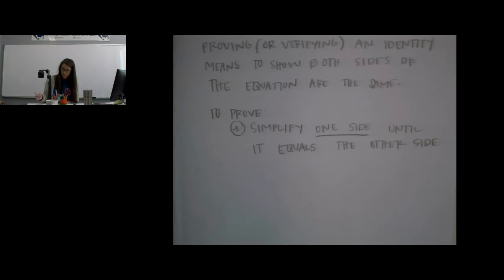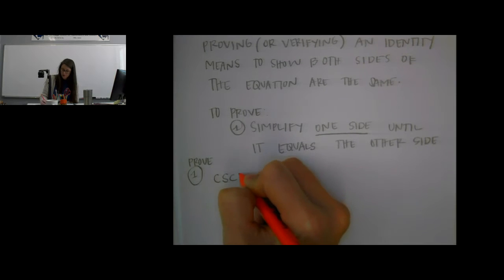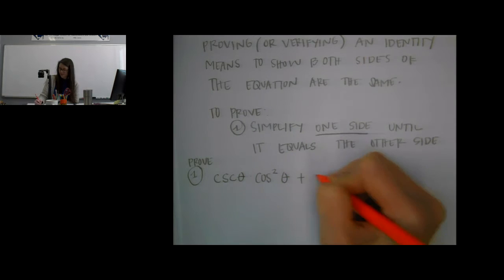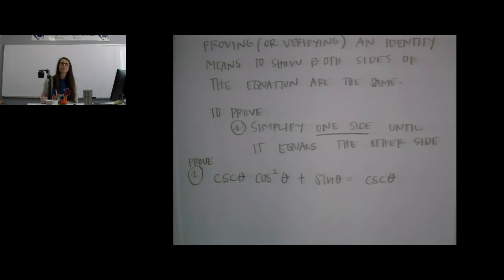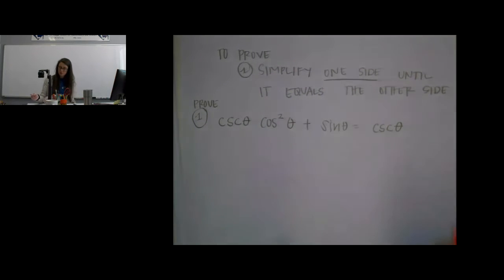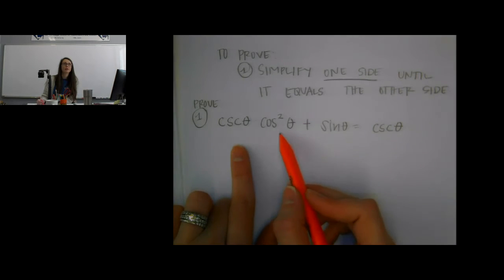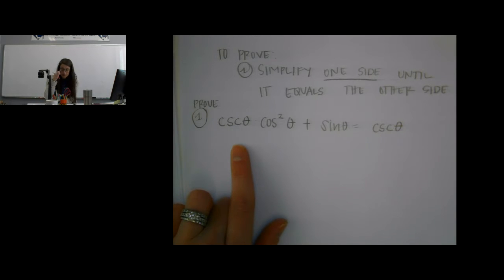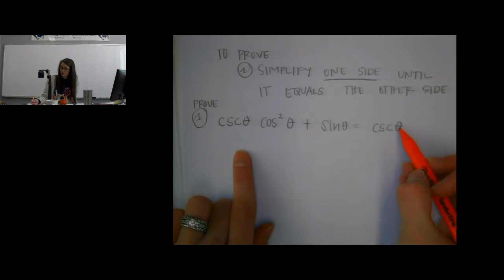All right, so let's prove each identity. I want to prove that cosecant of theta times cosine squared theta plus sine of theta is equal to cosecant theta. So that means I don't want to touch one of the sides. This one is the one that I can simplify down. It's got two terms over here, and I've got one term over here. So I want to take this side and make it look like this one.